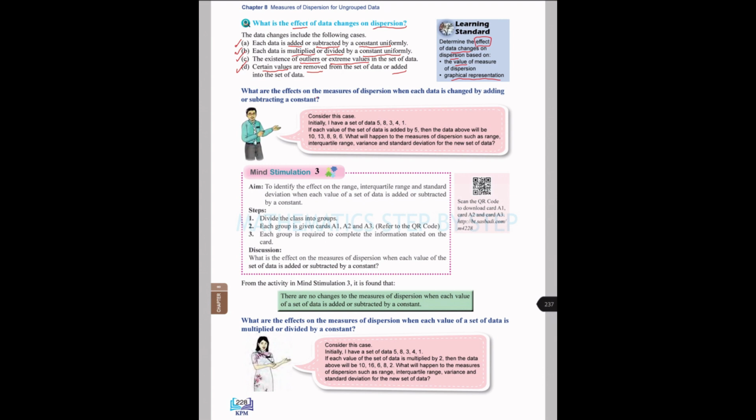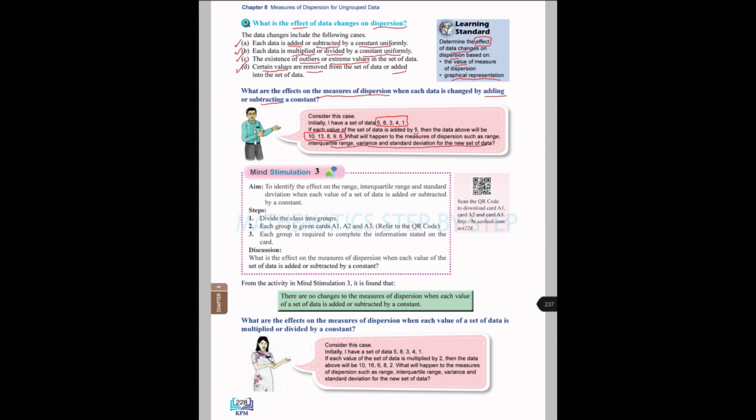So what are the effects on the measure of dispersion when each data is changed by adding or subtracting a constant? So look at this set of data, 5, 8, 3, 4, 1. If each value of the set of data is added by 5, so now the set of data becomes 10, 13, 8, 9, 6, right? What will happen to the measures of dispersion such as range, interquartile range, variance and standard deviation for the new set of data? So we will figure out what is the effect to all these measures of dispersion.